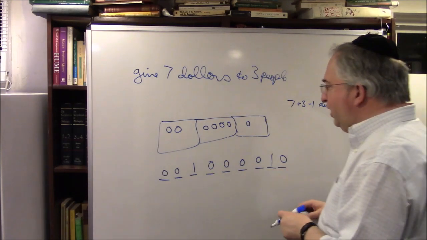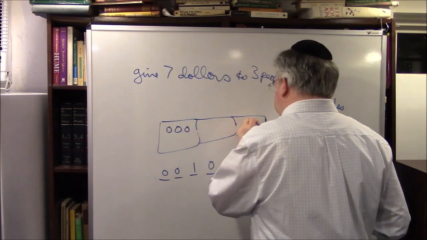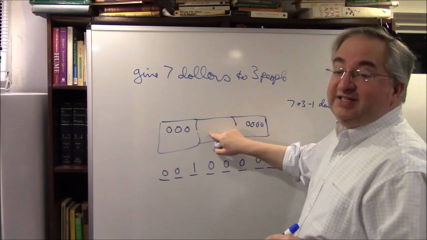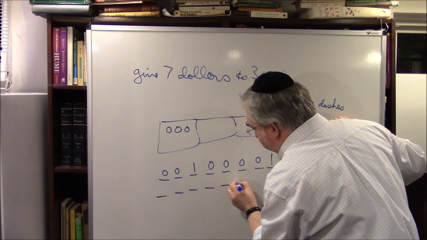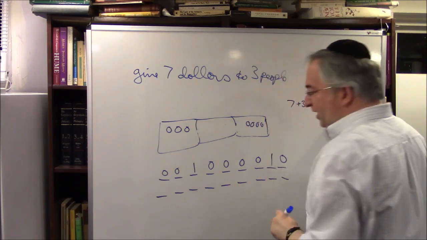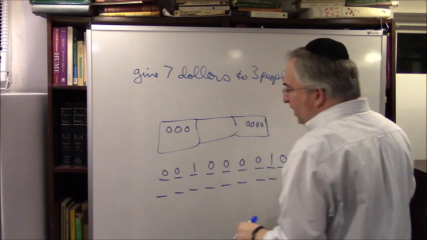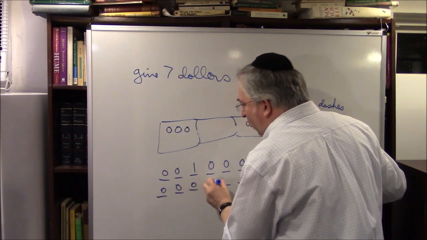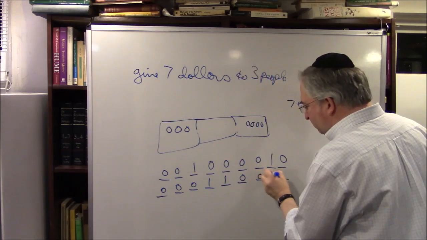Let's do another example. How do I represent this? Where he gets $3, he gets $4, he gets nothing. That gets represented as, again, I have 7 plus 3 minus 1 dashes, and I'm going to represent this as 0, 0, 0, 1, that's the barrier, 1, that's that barrier, 0, 0, 0, 0.